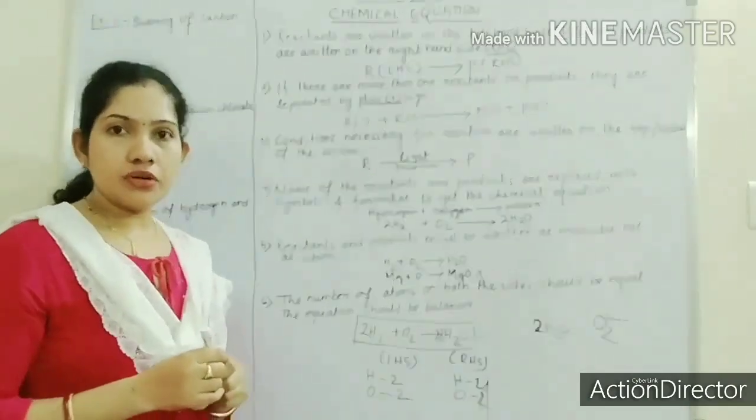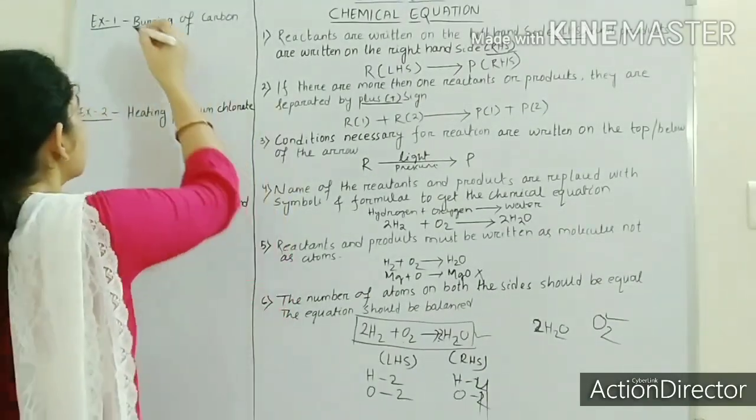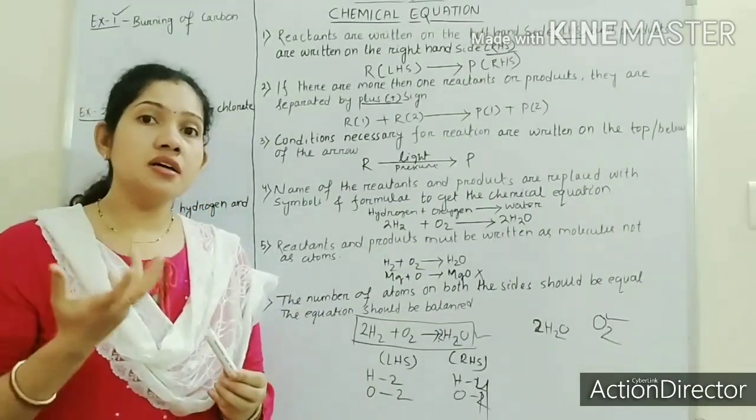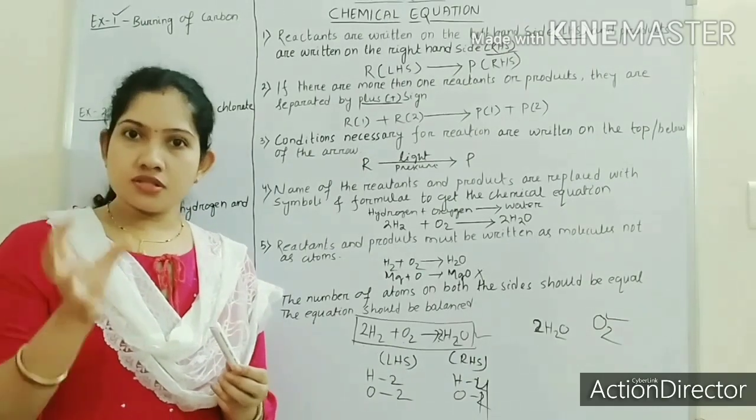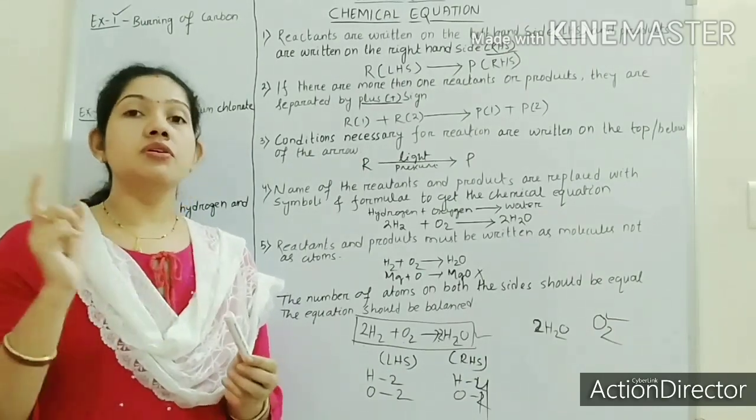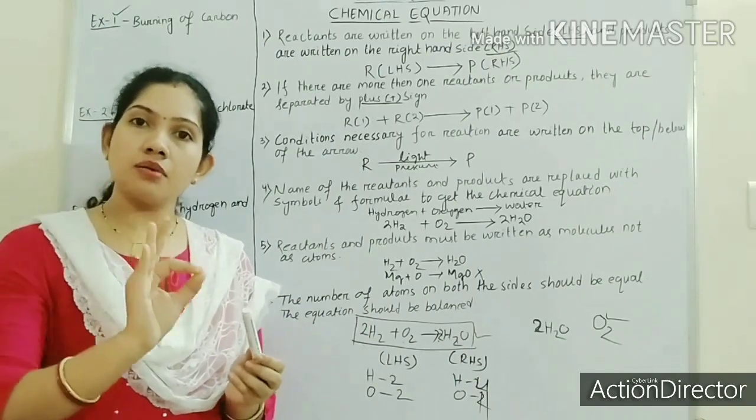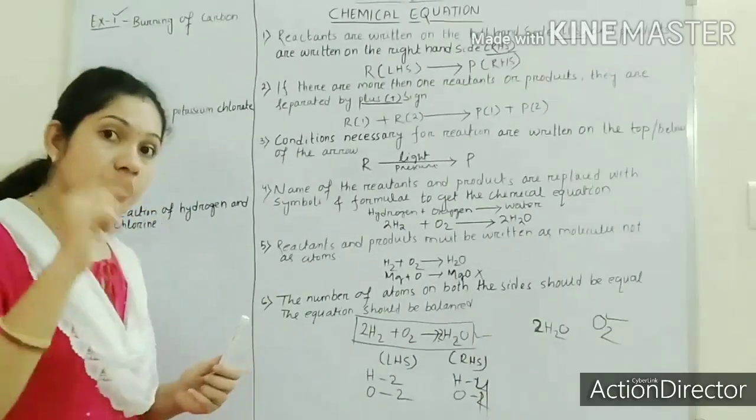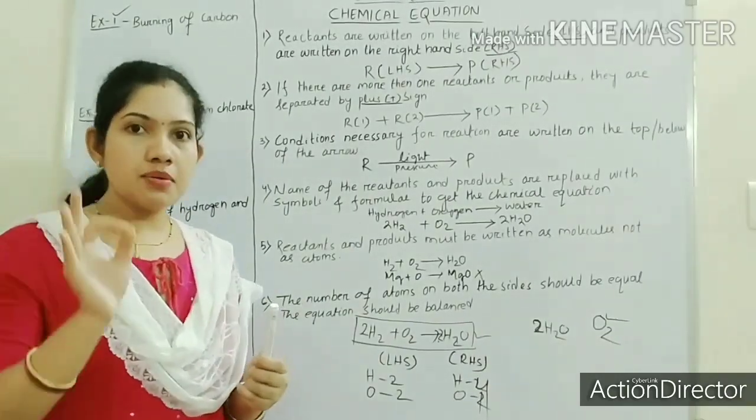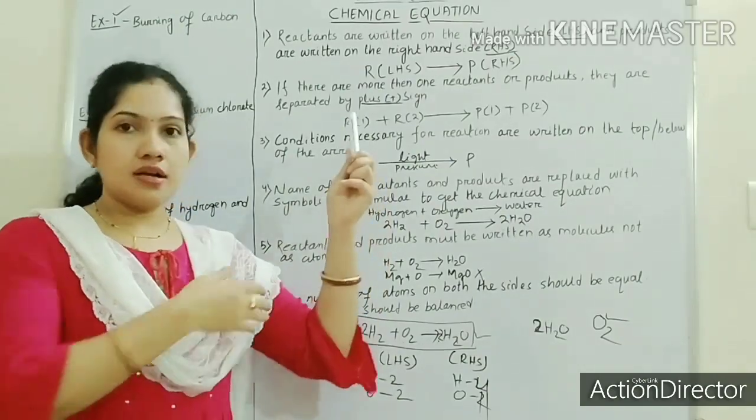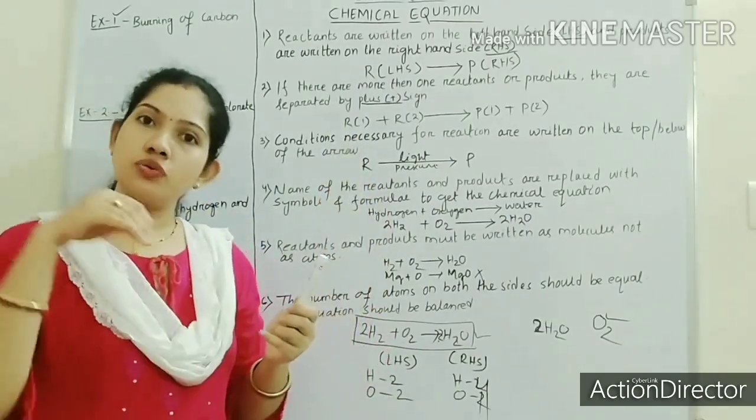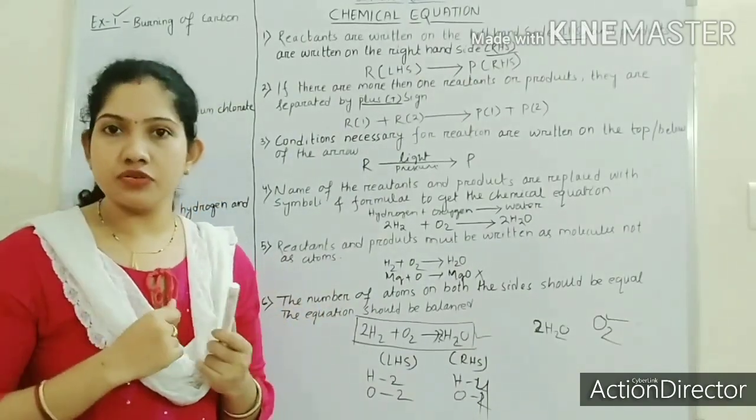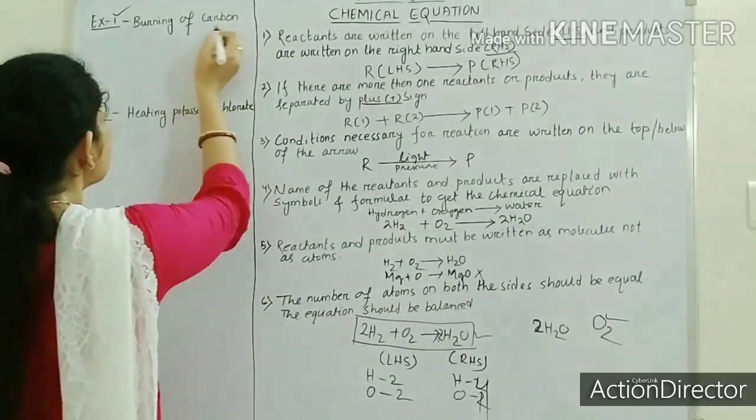Burning of carbon. First example, burning of carbon. Whenever we are talking about burning of carbon, in the presence of what does burning take place? Oxygen. Oxygen supports burning. So here we will write the equation for carbon and oxygen. What happens when carbon burns? At first we will write the word equation. Remember, as you are beginners at writing chemical equations, at first write the word equation, then convert it to chemical equation. It will be easy for you.